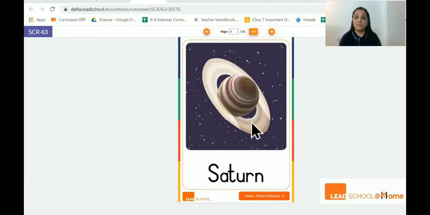And do you know which planet this is? You can see it has many rings. These are the rings this planet has. Do you know this planet? This is Saturn. Now you say it once. Correct. Saturn. This planet is Saturn.